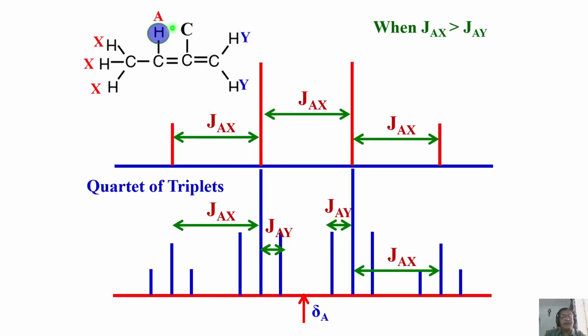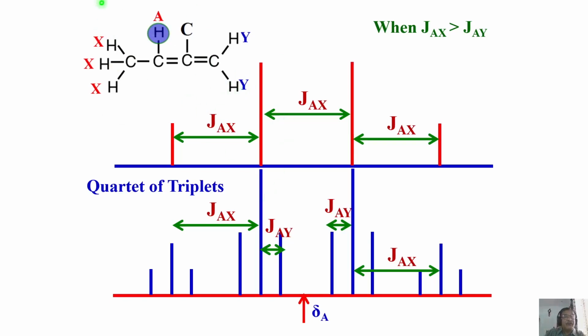Remember, this coupling is larger. Now, of course, I have to worry about this coupling. This coupling is larger than this coupling. AY is larger than XY. In which situation, what happens? This will first become a doublet because of this large coupling, and each line of the doublet will split into quartets. It is called a doublet of quartets. Remember, it is called a doublet of quartets.